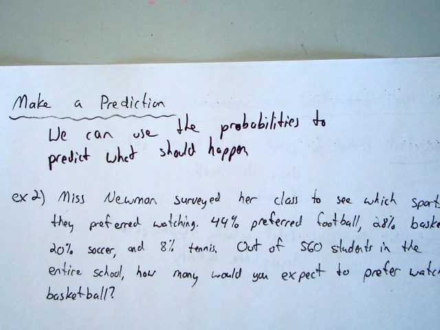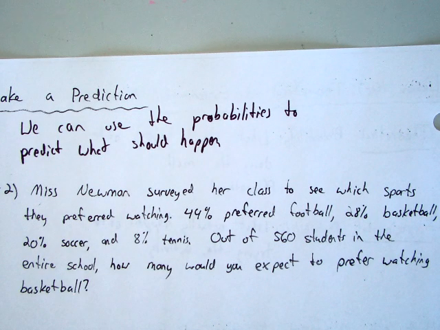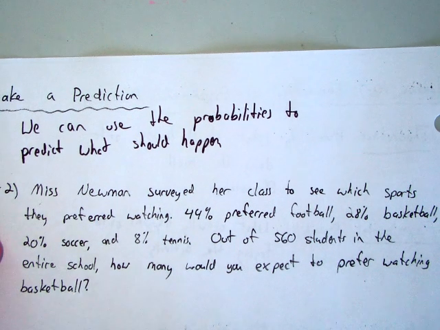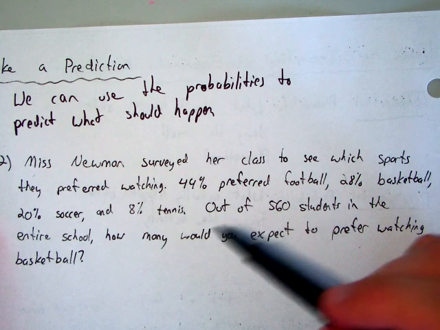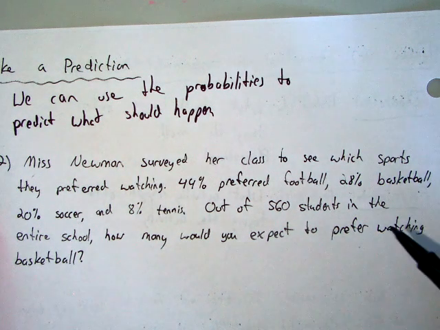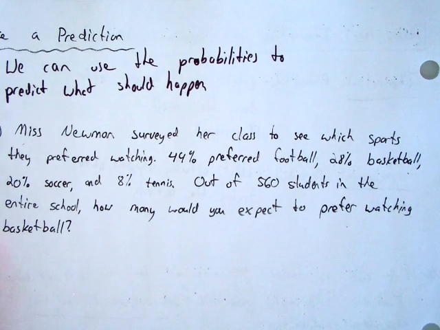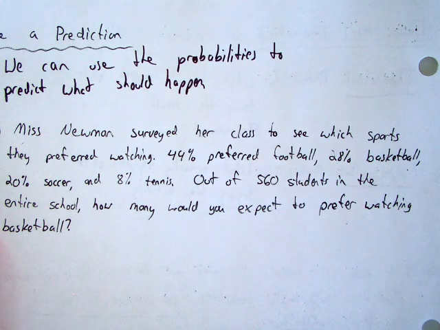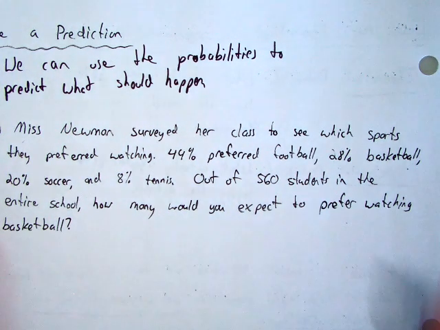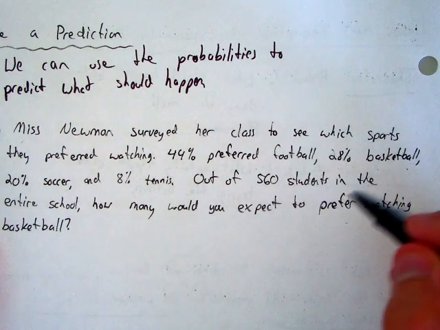So, example 2, it says Miss Newman surveyed her class to see which sports they preferred watching. 44% preferred football, 28% preferred basketball, 20% preferred soccer, and 8% preferred tennis. Out of 560 students in the entire school, how many would you expect to prefer watching basketball? So, she surveyed her class. 28% said they would like to watch basketball. We can use that to predict how many students we should expect to see prefer watching basketball from the entire school. We don't have to survey the entire school. We can use this percent here to help us to predict.